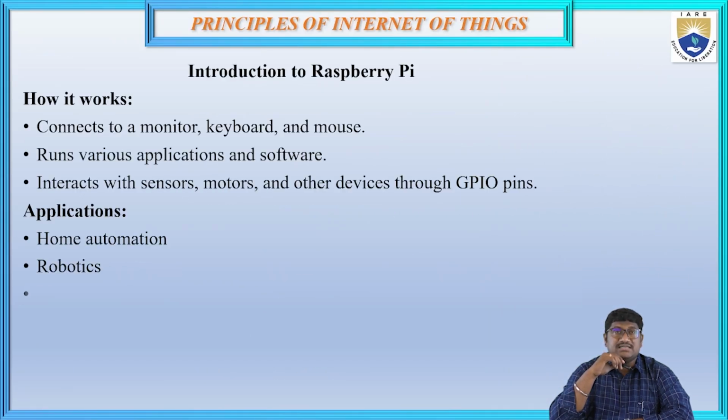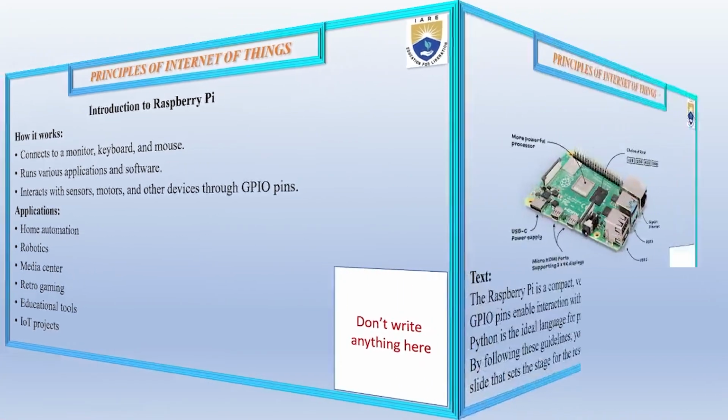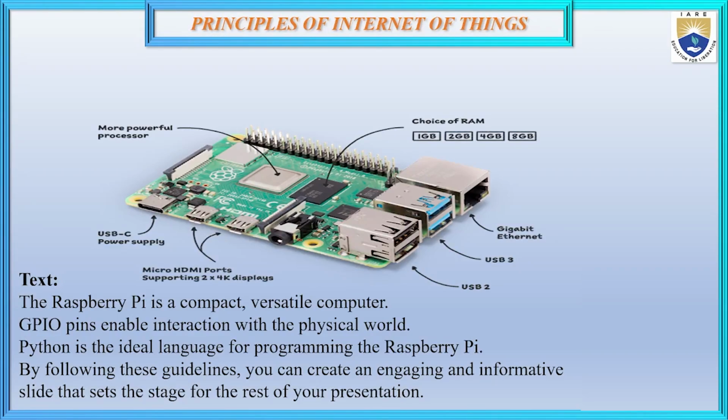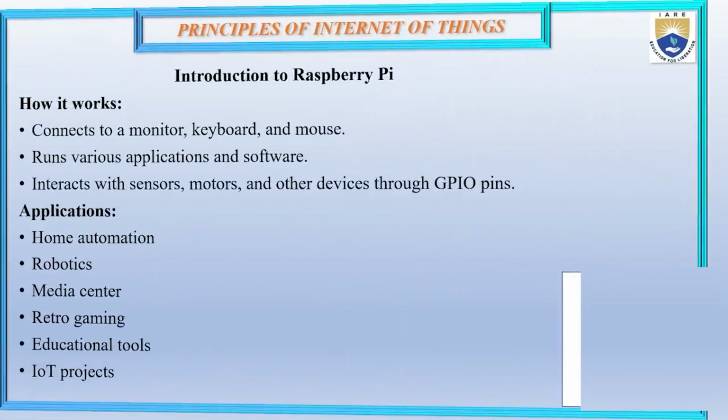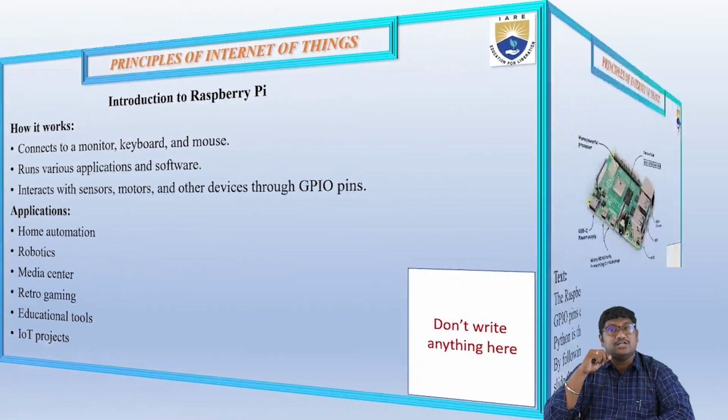How is this going to function? We require connectors to a monitor, keyboard, and mouse, where we require multiple applications and software. The best examples for this Raspberry are home automation and robotics, media center, retro gaming, educational tools, IoT projects. Have a look. Applications: home automation, robotics, media center, retro gaming, educational tools, and IoT projects. These are the things which are there in this particular IoT Raspberry Pi.